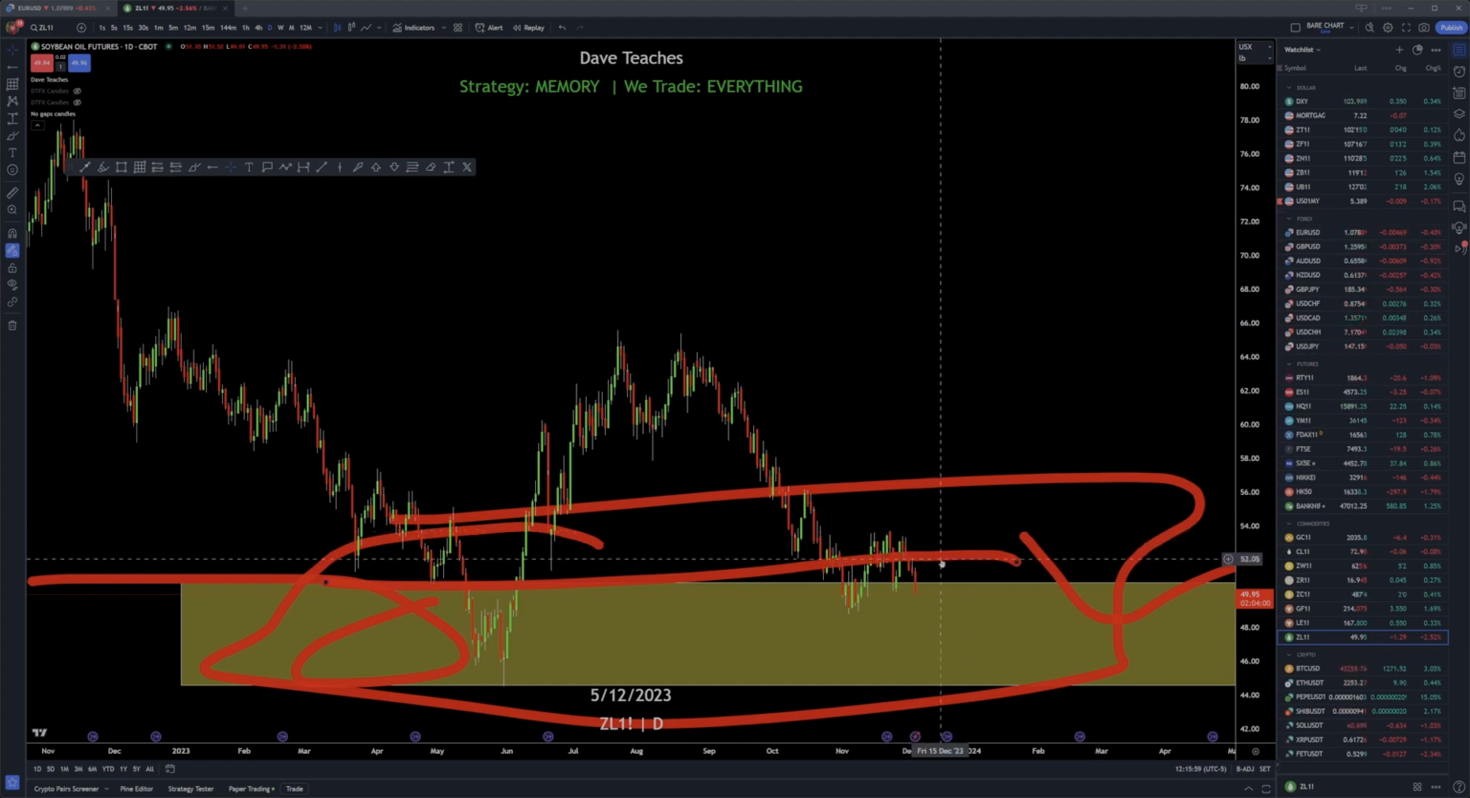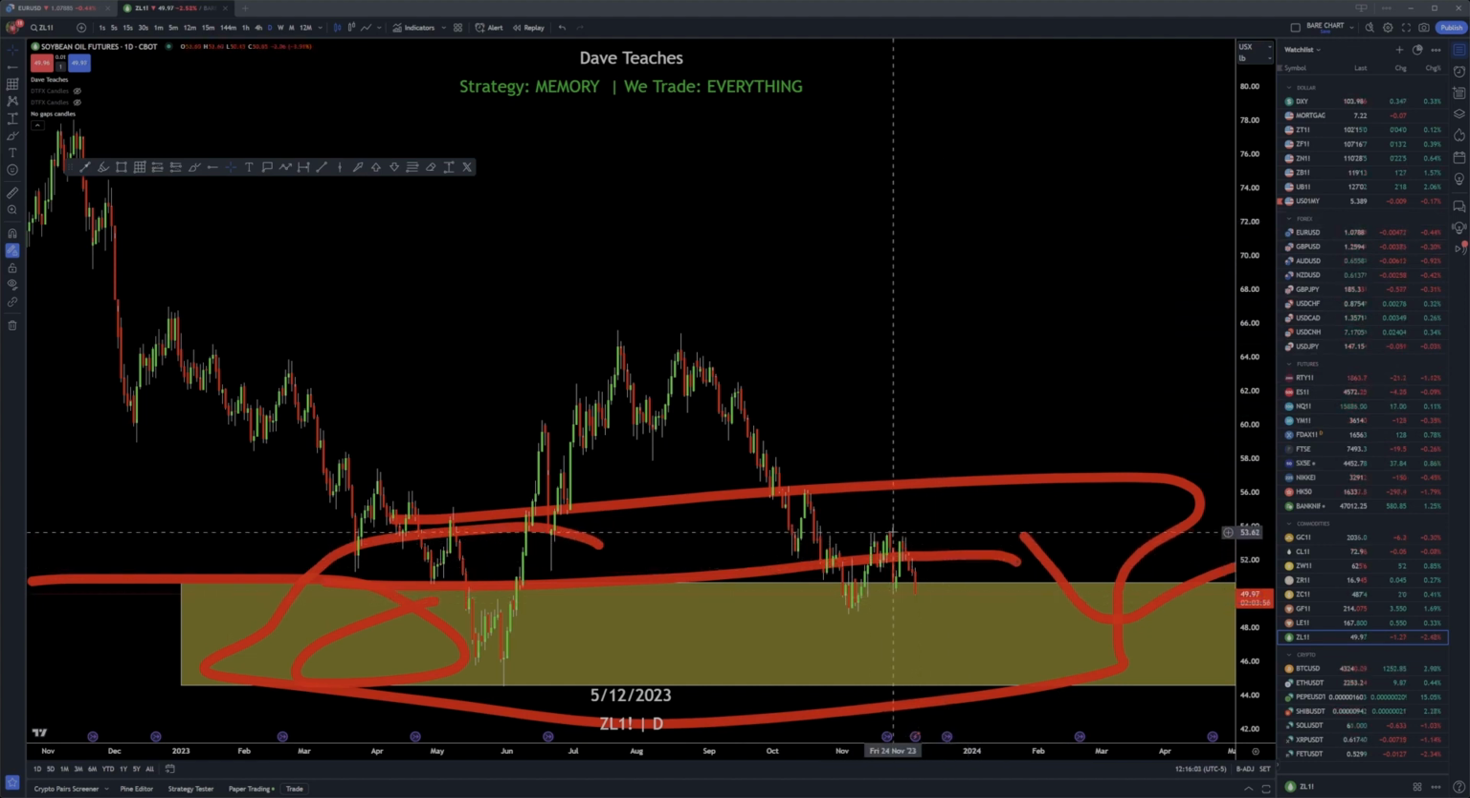And we know how to read it. So do we know whether soybean is making another low yet or not? Yes, of course. Equal lows, equal highs.